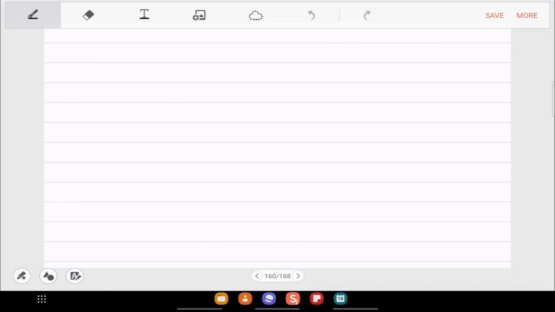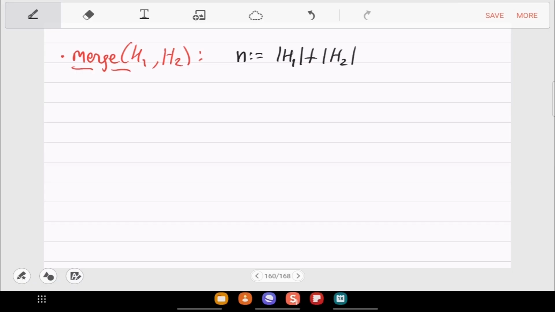So the last one, which is the most complicated one, is the merge operation. So you are given two heaps, h1 and h2, again implemented as array, and you want to combine them and get a single heap. So n here is the size of h1 plus the size of h2. Okay, that is the input size.